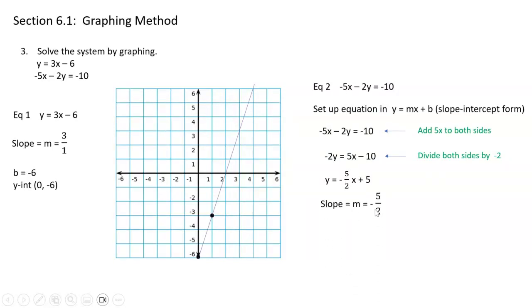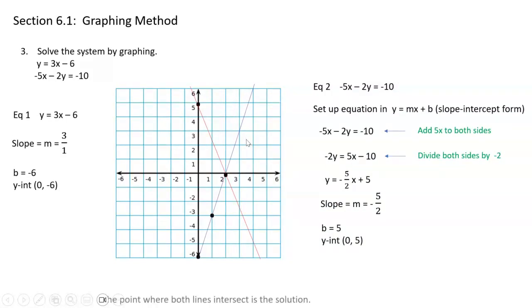So my slope is negative 5 over 2, and my b, which is the y-intercept, will be (0, 5). And this is my starting point, (0, 5). So (0, 5) is way up here on the positive y-axis. That's my (0, 5). Now I'm going to go down 5 and 2 to the right, because my slope is negative. So I'm going to go down 5, that's 1, 2, 3, 4, 5, and 2 to the right, 1, 2. After that, I connect my 2 points, and that'll be my line.